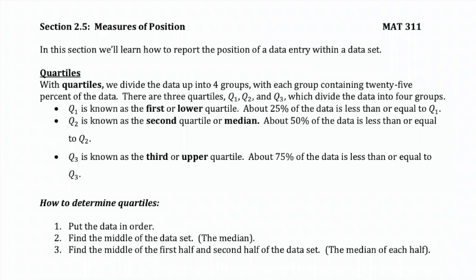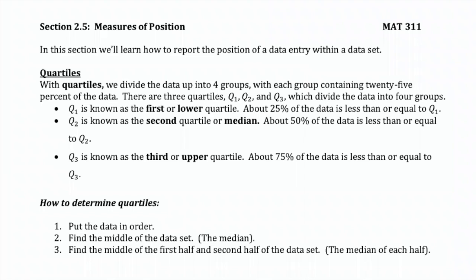When you use quartiles, you take your data and divide it into four groups, essentially quarters, and each group will contain 25% of the data. There's three quartiles, Q1, Q2, and Q3 is their notation. Because you've got three borders, you create four sections. So Q1 is known as the first or the lower quartile. About 25% of the data is less than or equal to this number.